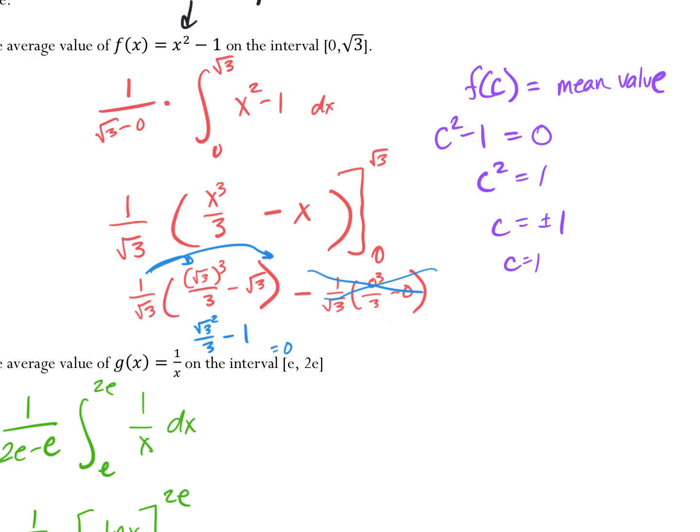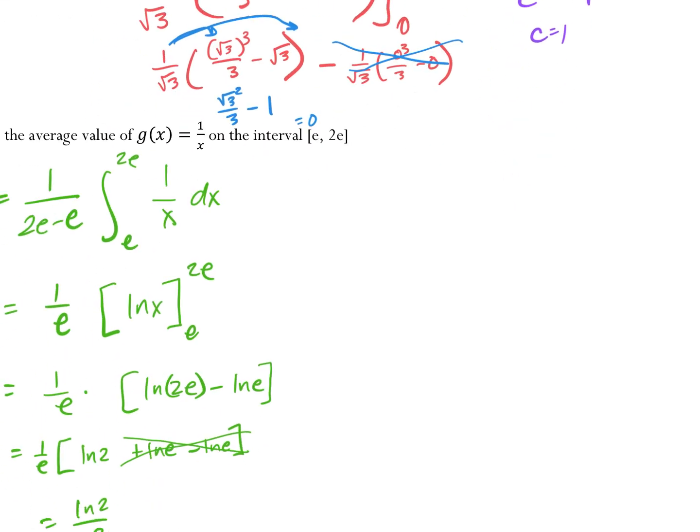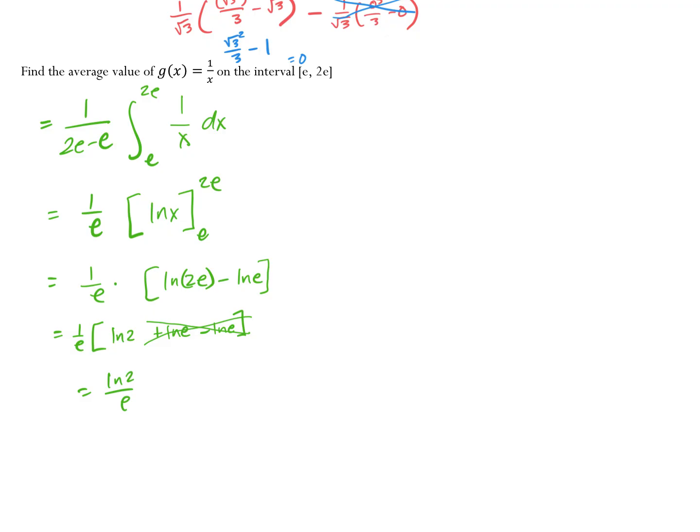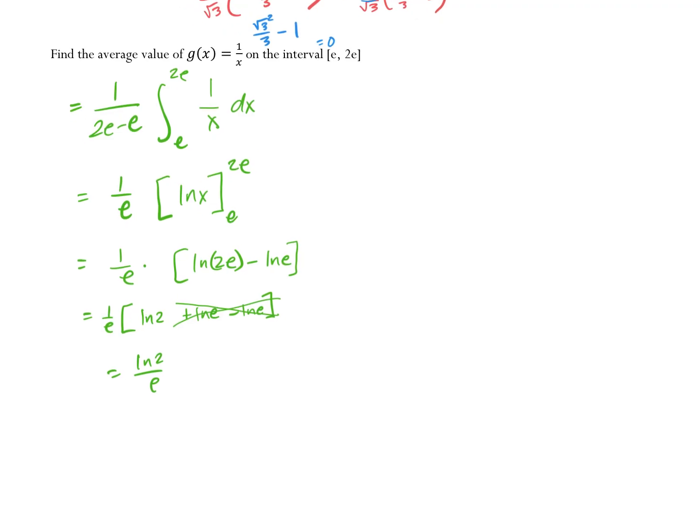Okay? So sometimes I might ask you to find the average value. Sometimes I might ask you to find the x value. I might ask you to find the x coordinate guaranteed by the mean value theorem of integrals. If I asked you that here, I would say, well, what is g of c such that, again, that mean value? So in this case, that would be 1 over c equals ln 2 over e.